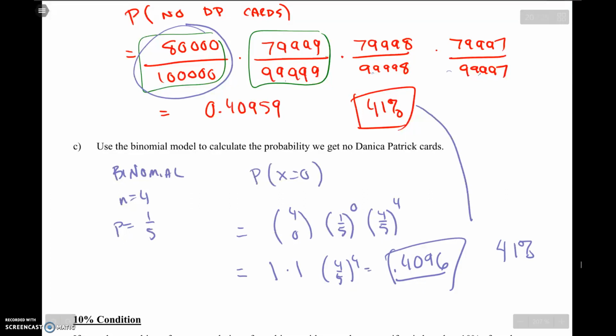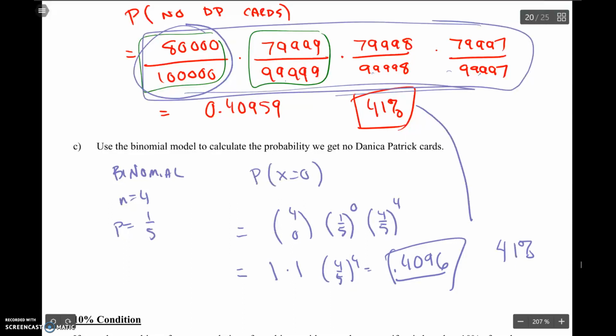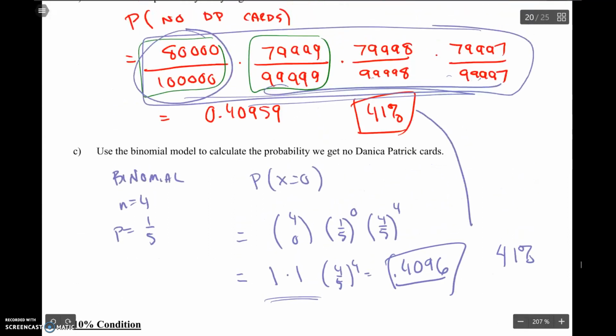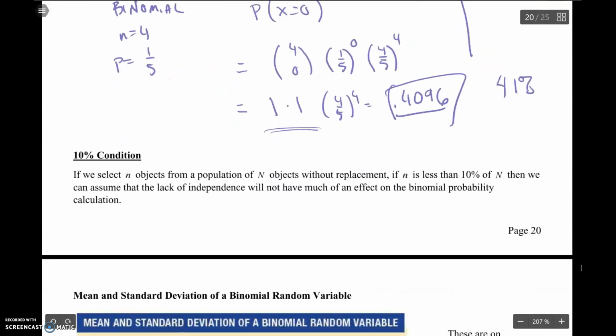You might say, well, why would I do this approximation? This wasn't that hard, but this does get really hard. Imagine you got 250 trials and 100,000 people, and then there's all the different combinations. The binomial model has that one formula. It's still computation heavy, but at least the numbers are better than this, right? So sometimes we want to use a binomial model to approximate this non-binomial model.